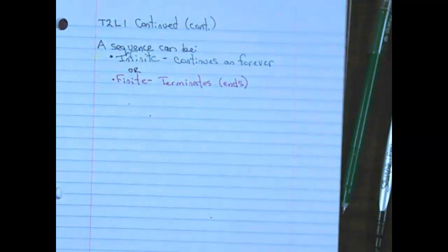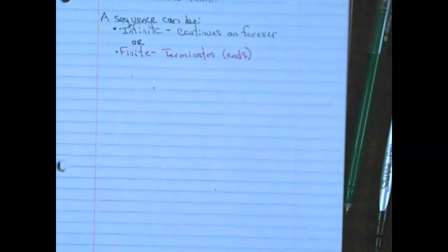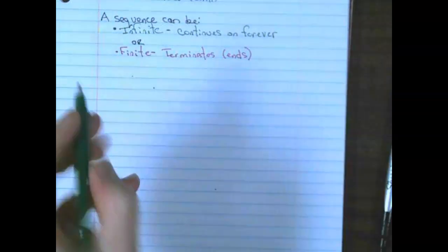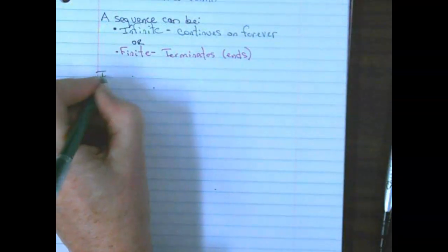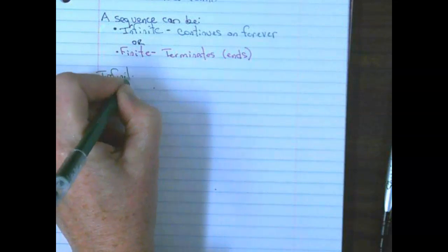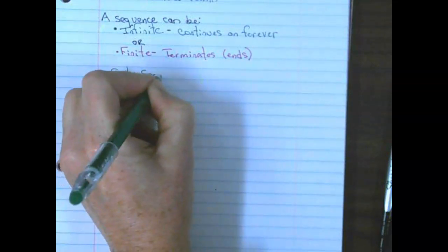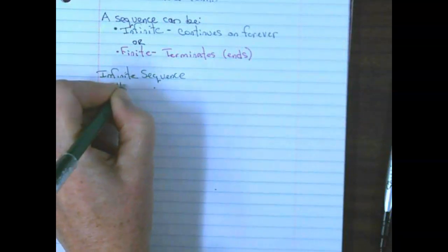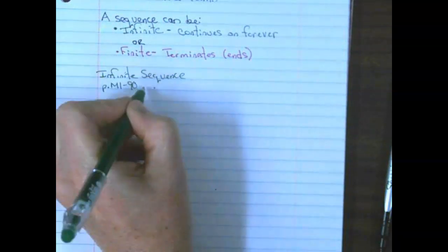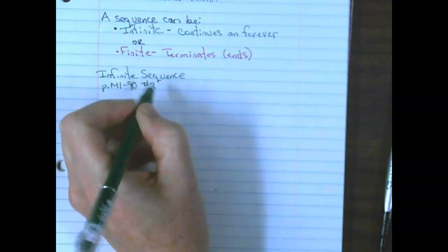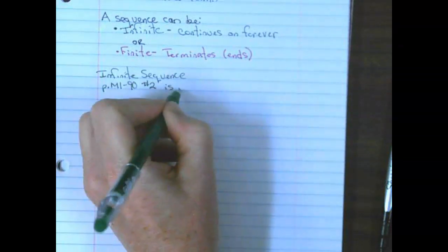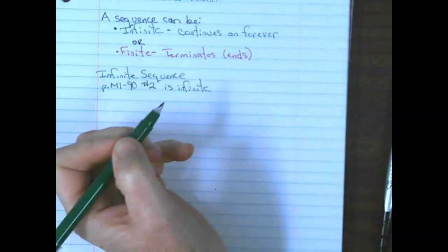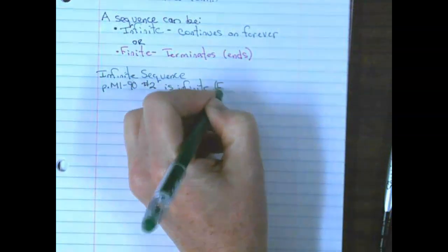And let's look at a specific example of each one of those. And I'm going to make a connection to the work you've already done in your textbook. So an infinite sequence can be found on page M190 in your textbook, number 2. That's an infinite one, and it's about the family tree.